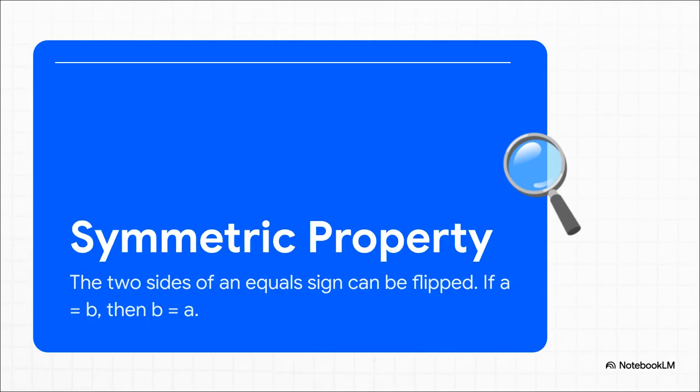Now this one is just refreshingly simple. The symmetric property is basically the mirror rule. If x equals 5, then it's also true that 5 equals x. You can just flip the two sides of an equal sign whenever you want and the statement is still perfectly true. It's all about balance.